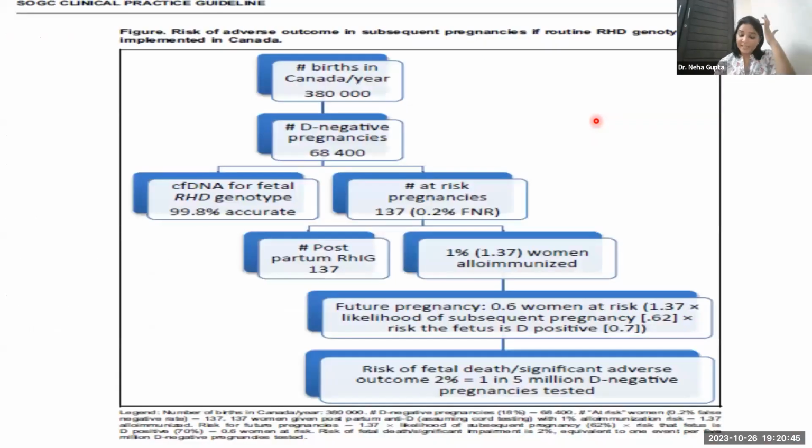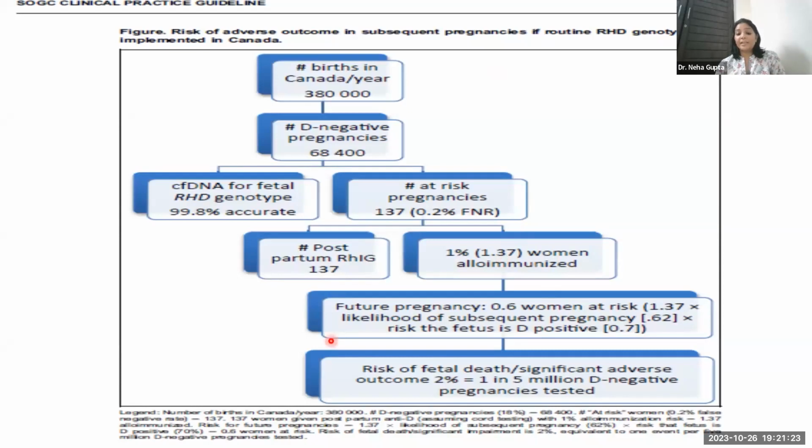So this was a very nice flowchart that clearly outlined the risk of adverse effects in those females who are undergoing routine RhD genotyping. If you have about 68,000 D negative pregnancies and all of them undergo genotyping for fetal RhD by cell-free DNA, and if we consider the false negative rate as 0.2%, then 137 pregnancies are at risk. After birth of a positive baby, all of them will be given postpartum prophylaxis. Now, 1% of them will be isoimmunized, that is 1.37.